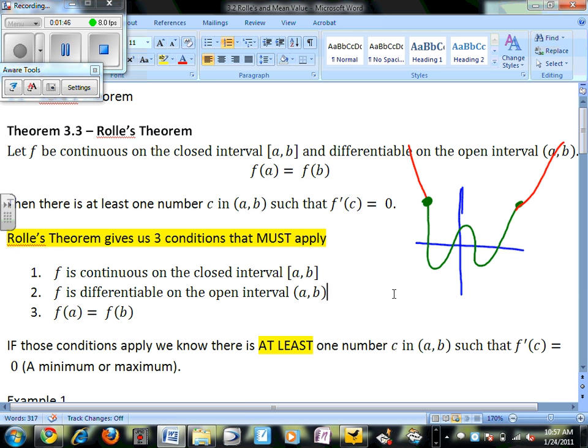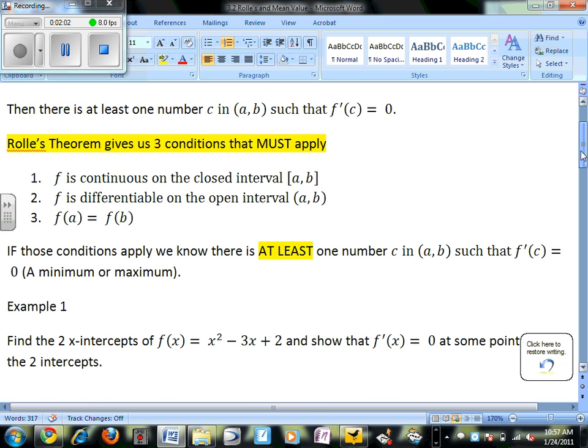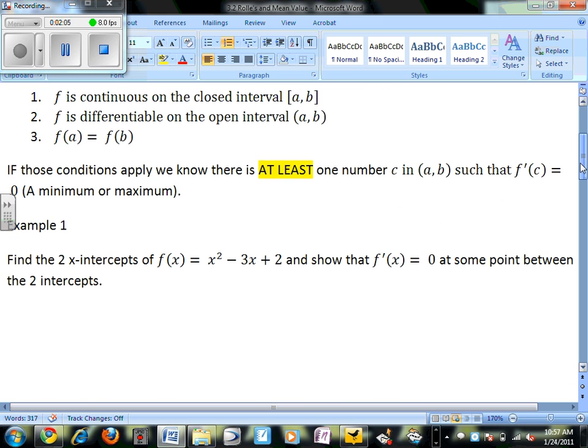And then the last part is during our interval. Say we're looking at this interval here and here is our a point. At a, is it the same value for b? Is the y value the same value? So those are the three conditions for Rolle's theorem. All right, so if the theorem applies, we know that there must be at one point where basically the graph changes direction, and hopefully that makes sense to you.